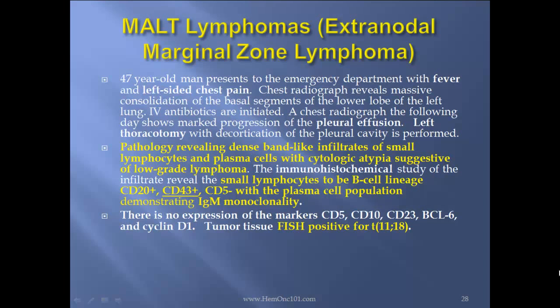Pathology revealing, keyword, dense band-like infiltrates of small lymphocytes and plasma cells with cytologic atypia suggestive of low-grade lymphoma. The immunohistochemical study of the infiltrate reveals that small lymphocytes are of B-cell lineage, CD20 positive, CD43 positive, CD5 negative, with plasma cell population demonstrating IgM monoclonality. There is no expression of the markers CD5, 10, 23, and BCL6 and cyclin D1. Remember, cyclin D1, think mantle cell lymphoma. Tumor tissue FISH positive for translocation 11-18.